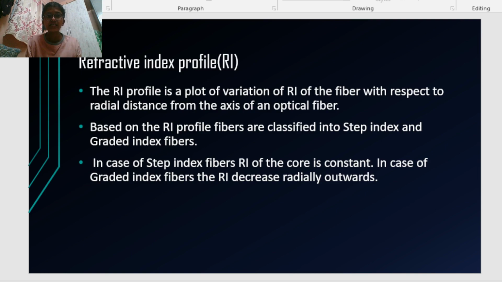So basically, refractive index profile is a plot between the refractive index of the fiber with respect to radial distance from the axis of an optical fiber, and it's classified into step index and graded index. In case of step index, the refractive index of the core is constant. In case of graded index, the refractive index decreases radially outwards.